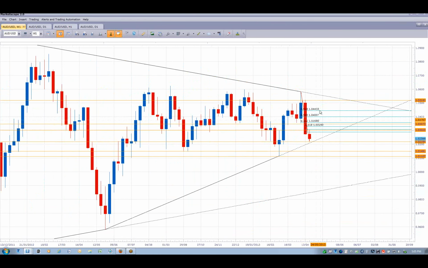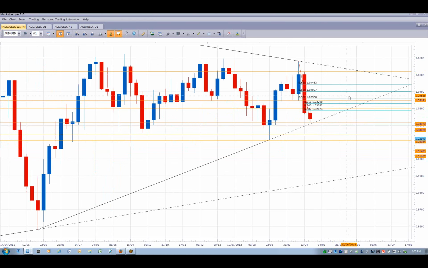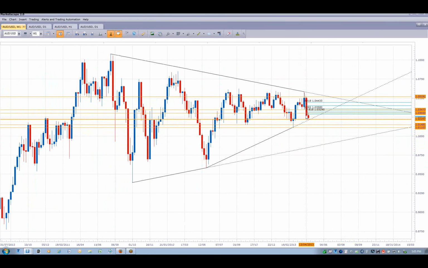If it does break those levels, it may come up to test the previous high set at 105.70, or just to complete this board pattern before prices dictate which way they're going to go, to break to the upside or back to the downside. But looking good on the weekly as a stabilisation here at the moment.